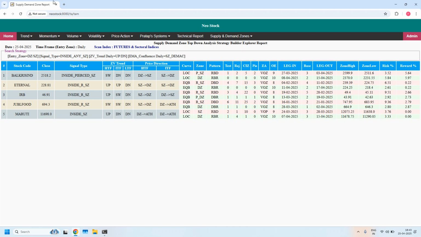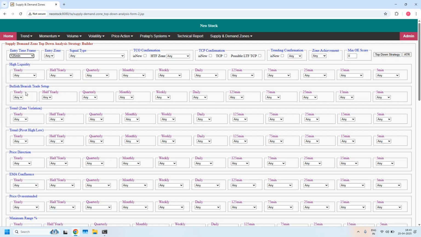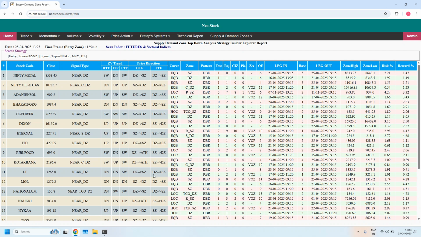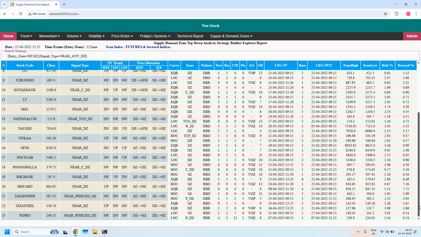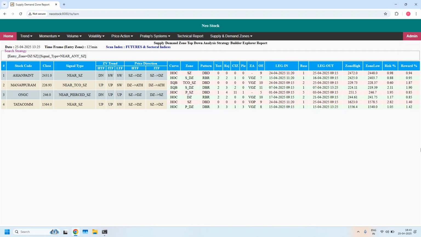Okay, next time frame is 125 minutes. Stocks near 125 minutes demand zone. First 15 stocks in the list. Scrolling the list down. So total 23 stocks are filtered. Next, stocks near 125 minutes supply zone, we got 4 stocks.